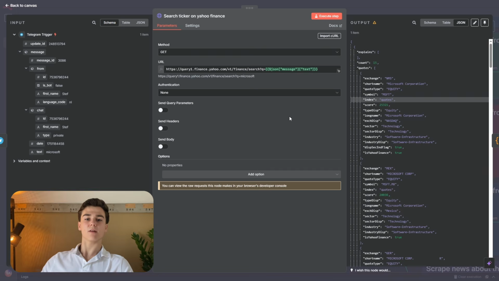If you have set up everything right, then you will receive this data. So here we have the short name. This will be Microsoft Corporation. Then we have the symbol, which will be MSFT.